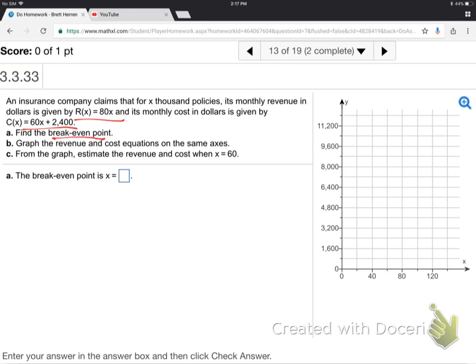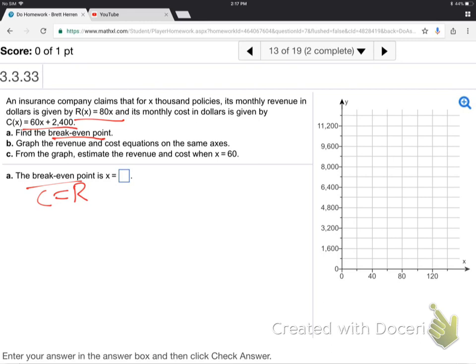What does break-even mean? If someone asks, is the company breaking even? What does that mean? Zero profit. The money coming in exactly equals the money going out. Same in, same out. At least they're not losing money, right? So whenever they ask you to break even, you set cost equal to revenue and solve, because that's what it means to break even. The costs exactly equal the money coming in.